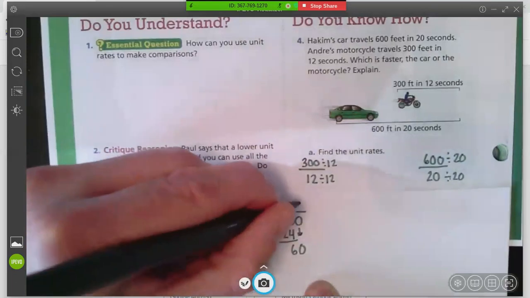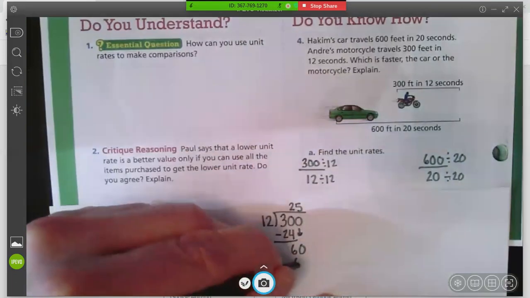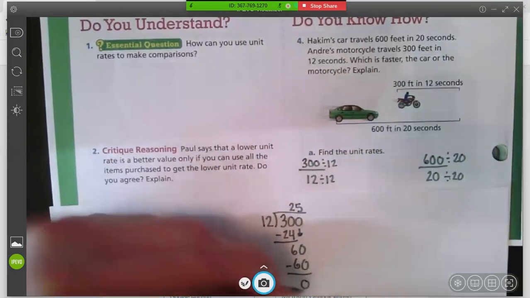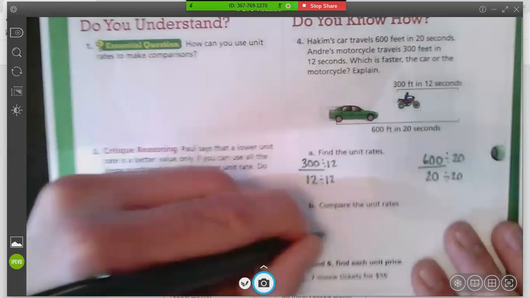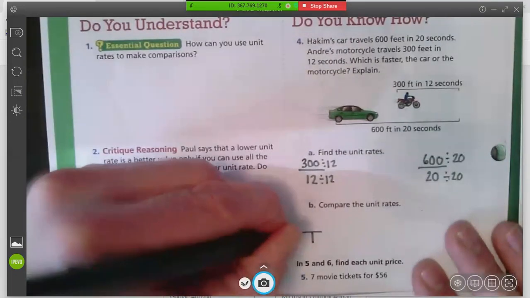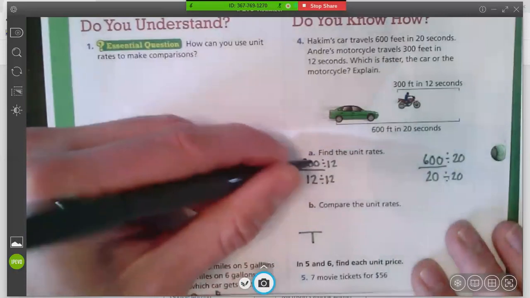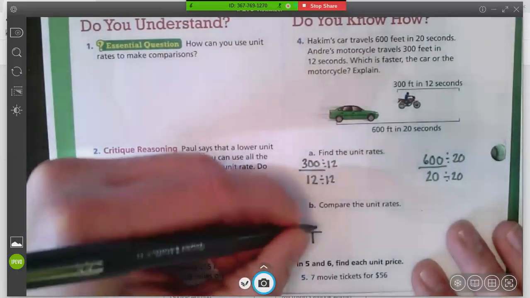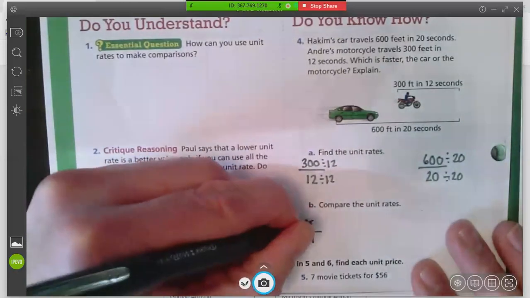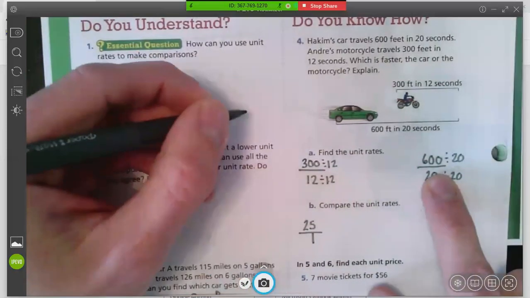5 times 12 is 60. So there we go. Then I know that 12 divided by 12 is 1, and 300 divided by 12 is 25.